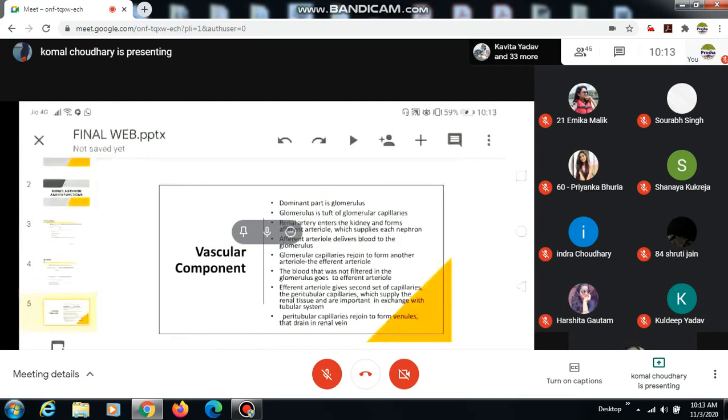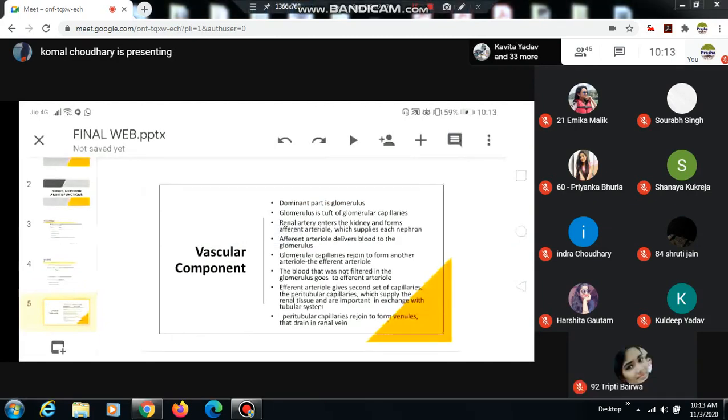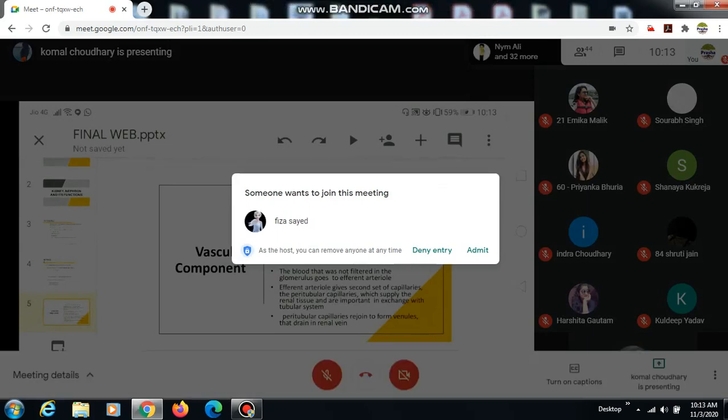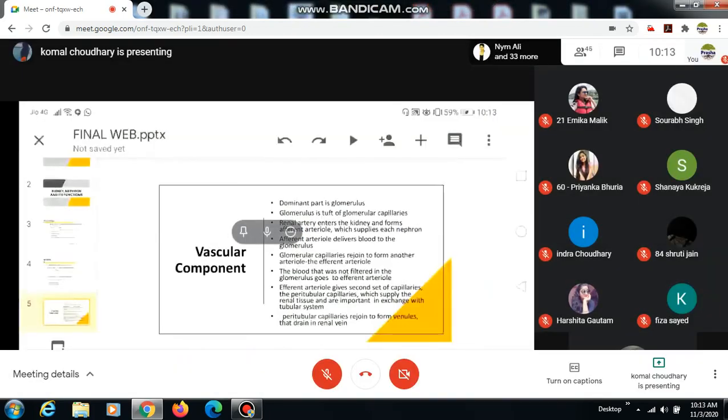The glomerulus is made up of glomerular capillaries. Renal arteries enter the kidney and form afferent arterioles which supply each nephron. Afferent arterioles deliver blood to the glomerulus. Glomerular capillaries rejoin to form another arteriole, the efferent arteriole. Blood that was not filtered in the glomerulus goes to the efferent arteriole. Efferent arterioles give a second set of capillaries, the peritubular capillaries, which supply the renal tissue and are important in exchange with the tubular system. Peritubular capillaries rejoin to form venules and drain into the renal vein.